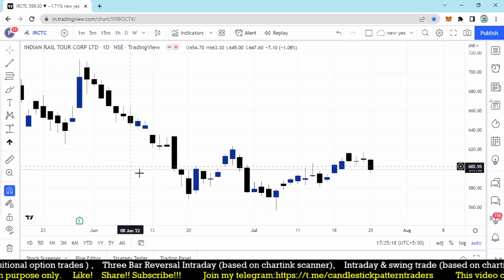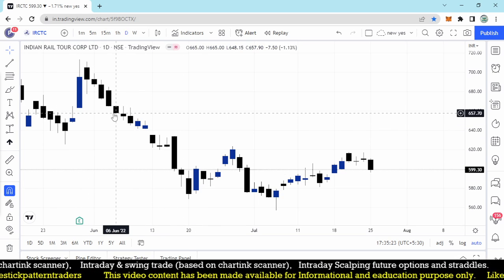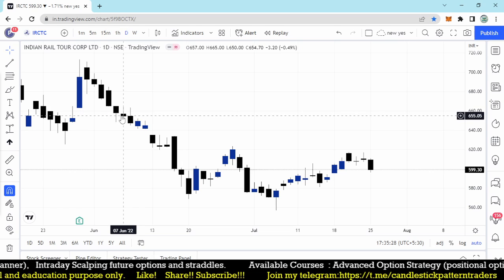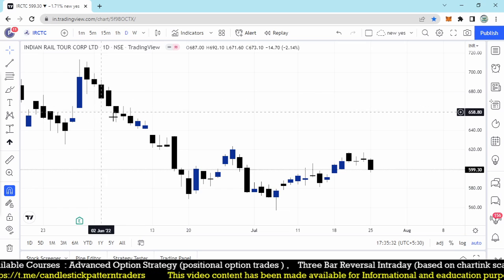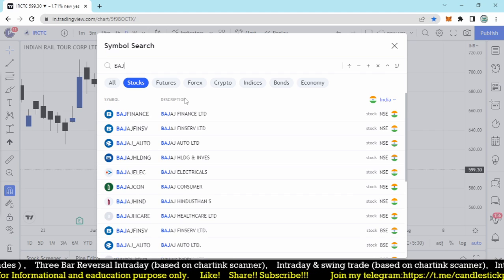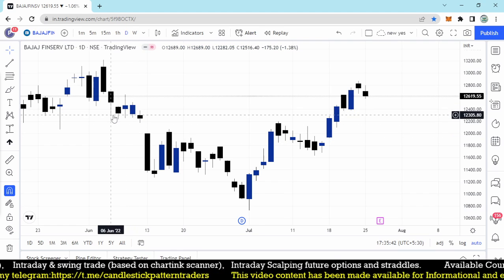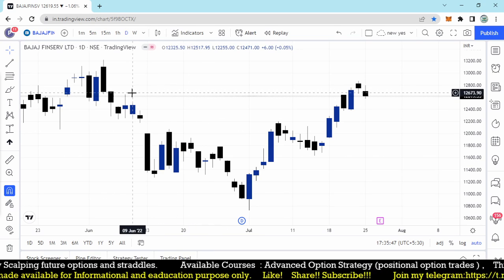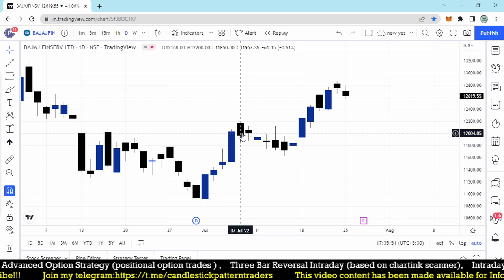For the 6th, there is no opportunity. 665, next day also 665. There is no opportunity, it never broke up. So there is no opportunity on that one. Bajaj Finance Services, Finserv, sixth maybe this, there is no opportunity after that, and it fell down without giving any opportunity. So I hope you understand what the scanner is.